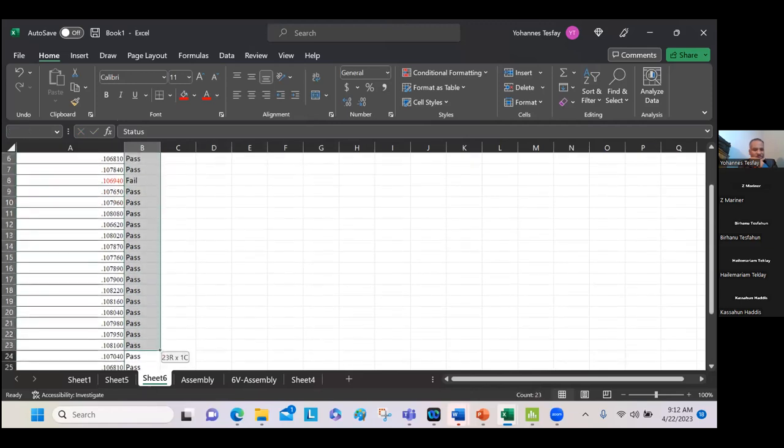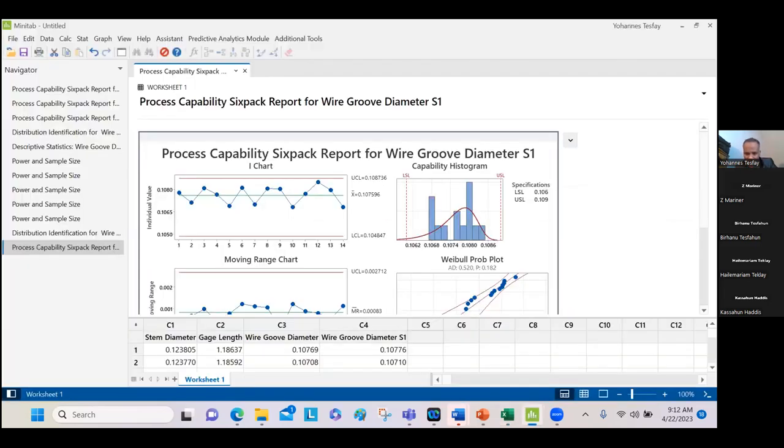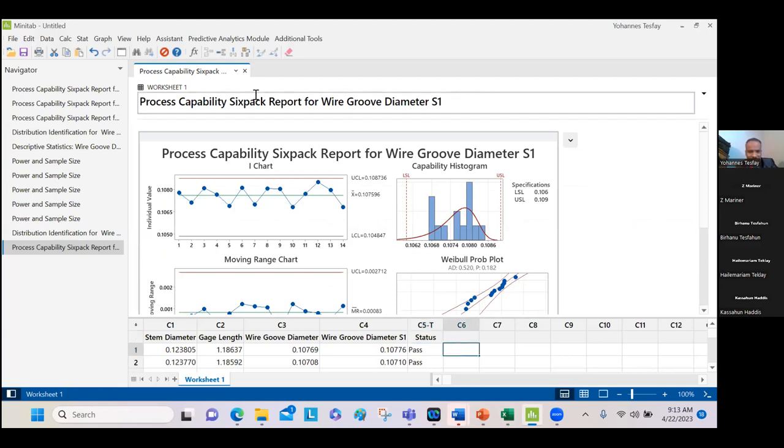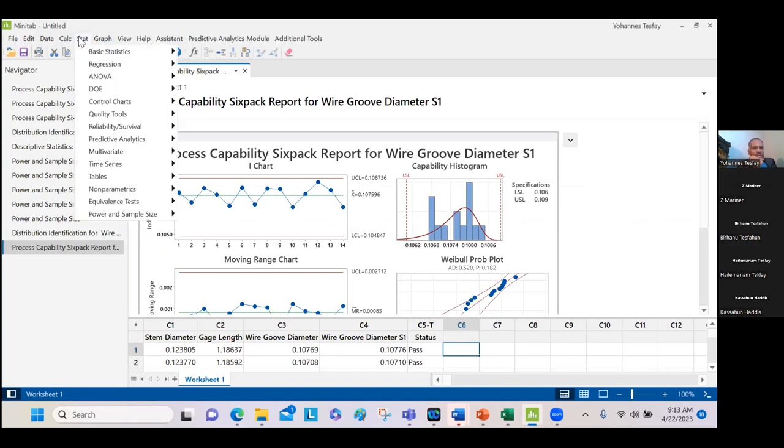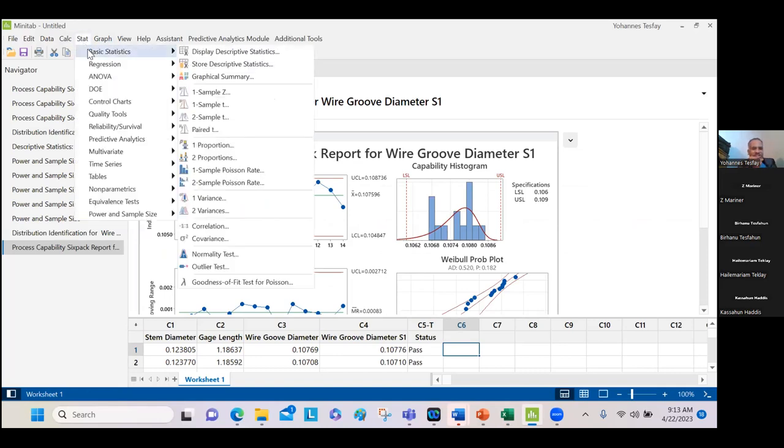So I'm going to take this one. I'm going to take this one and go to Minitab, and I'm going to try to do start, then basic statistics, then one sample proportion.